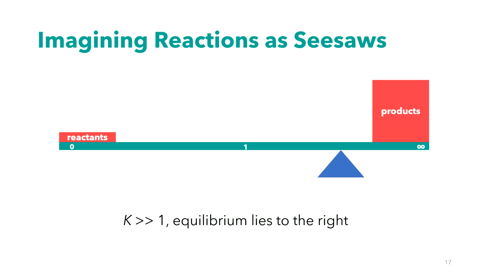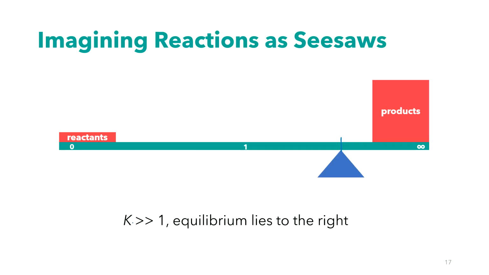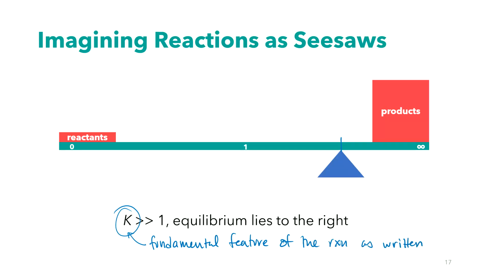That position of the pivot point, technically the fulcrum if you take physics, that K is a fundamental feature of the reaction as written. And that's what chapter 19 is about. We will get into why that K. But now we just need to be able to deal with K.